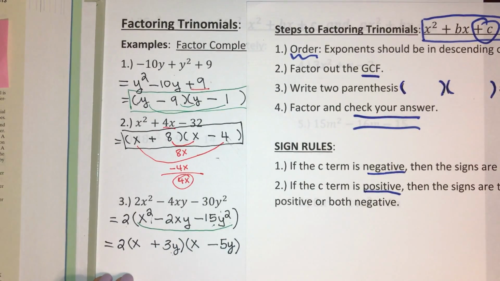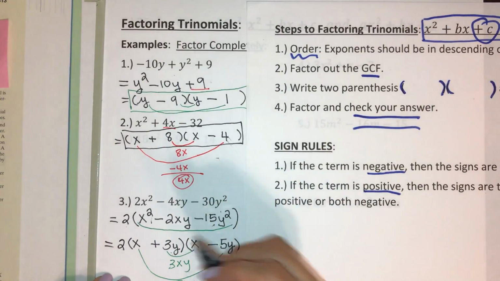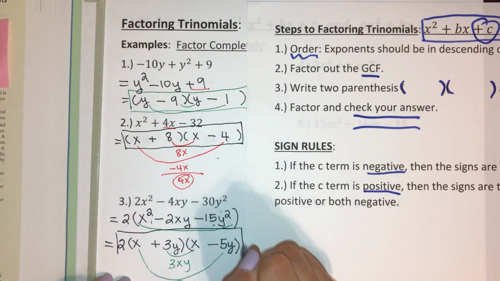And also when you check your work, that's 3xy, and that's going to give us negative 5xy. When you combine these, we get negative 2xy, so it's correct. And this is our final answer.